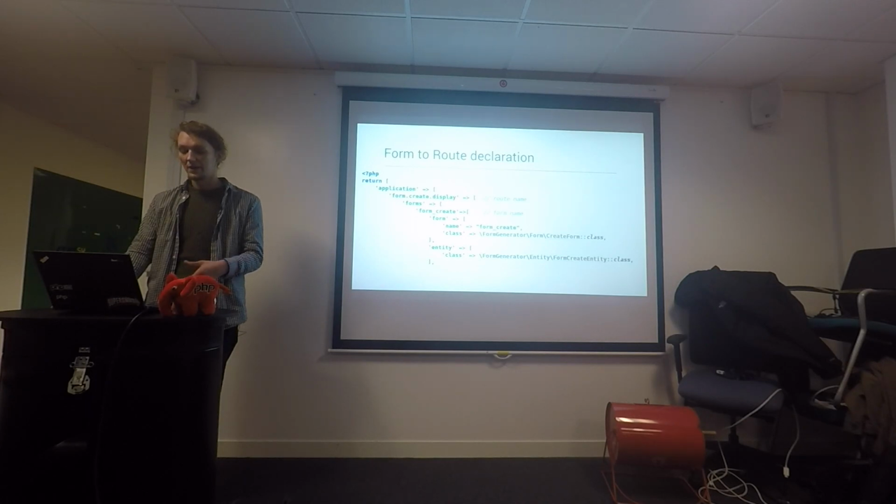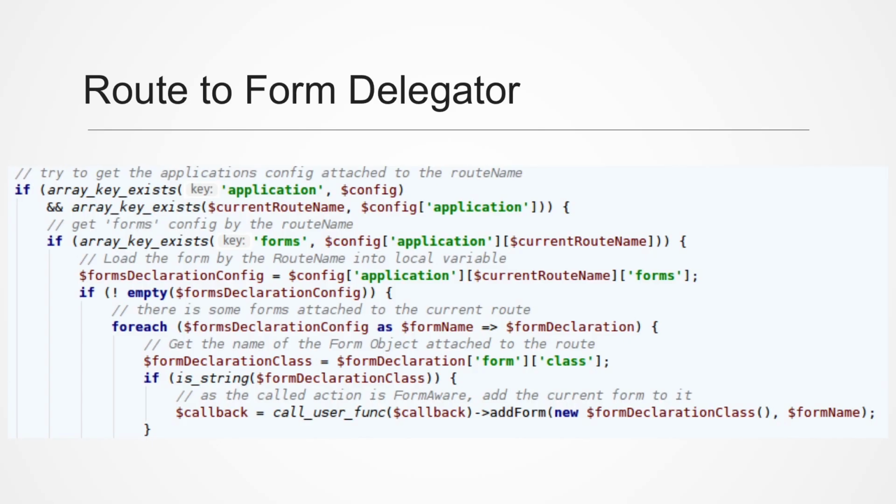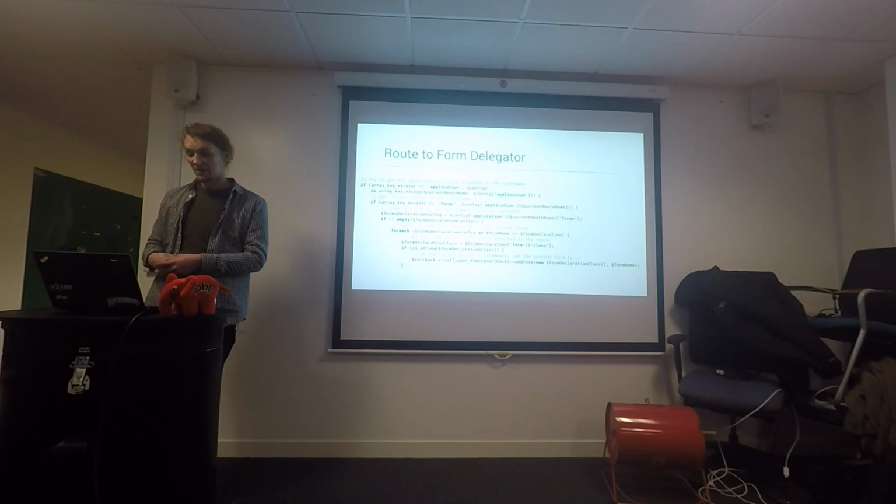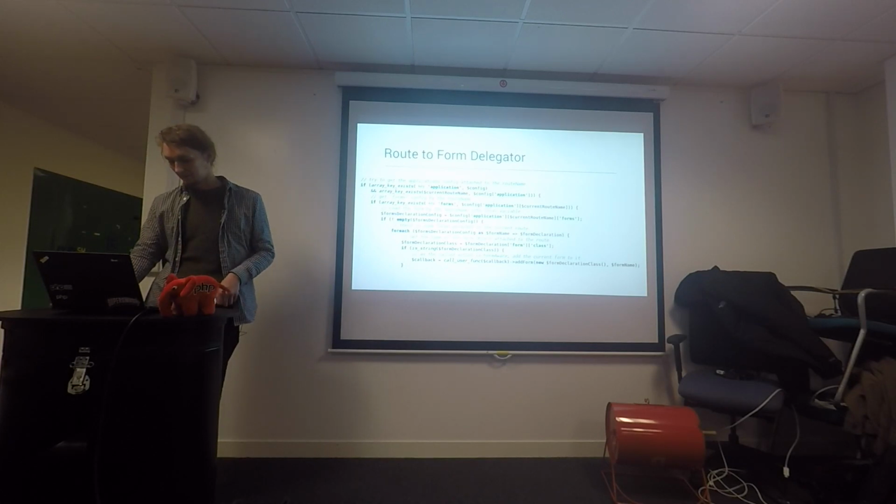So through the delegators, I don't need to worry in the controller to set or read the correct form, because it's there with the form create, the get form create. Here is an example of the delegator. How I attach it: I just read the config, look for the route name index, and just add it to the controller.